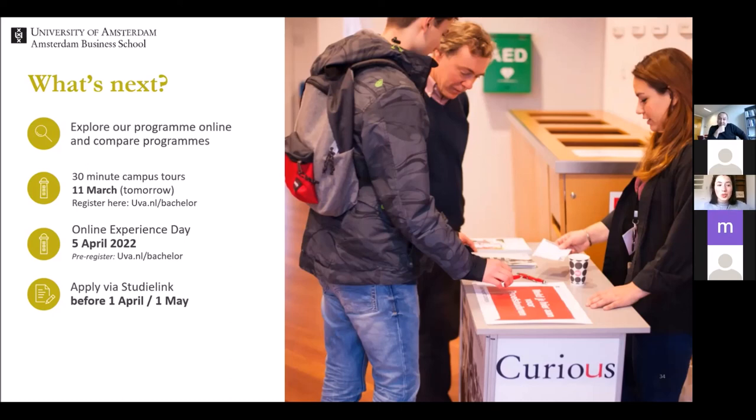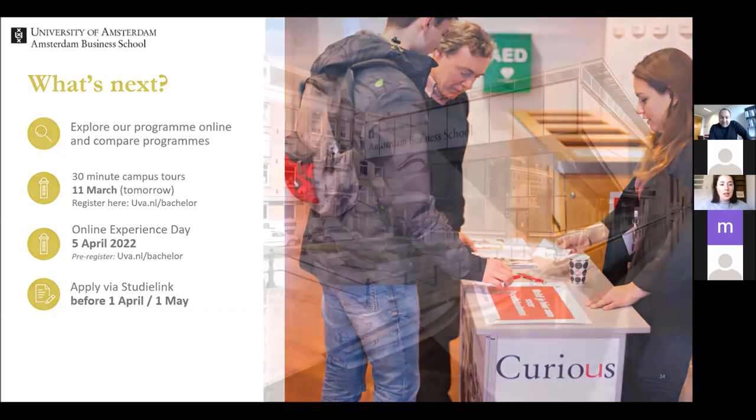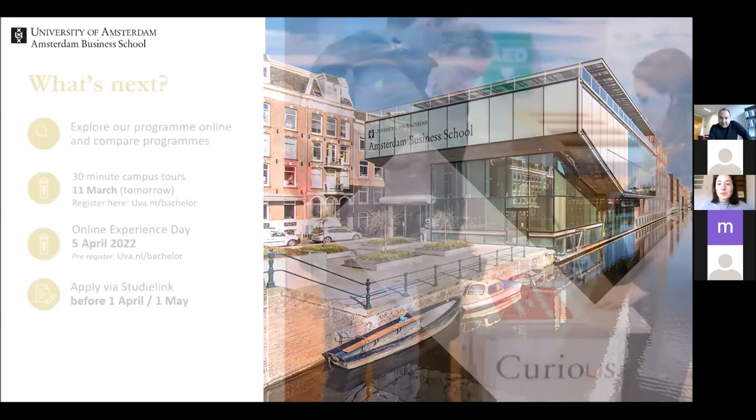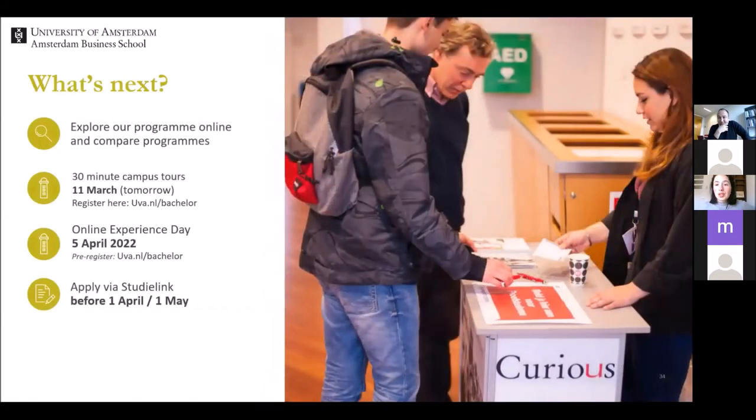If you want to do this program, go apply. That would be the last step. The deadline for that is the 1st of April. So make your decision, see what you want to do, and enroll for these experiences.